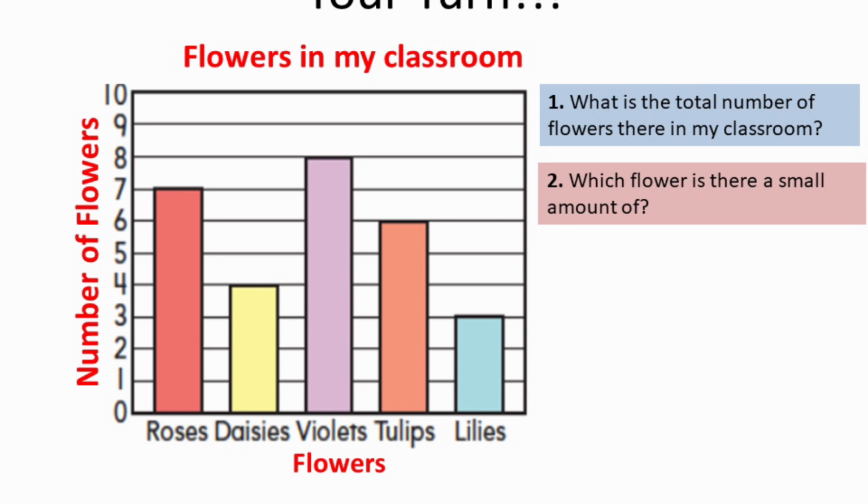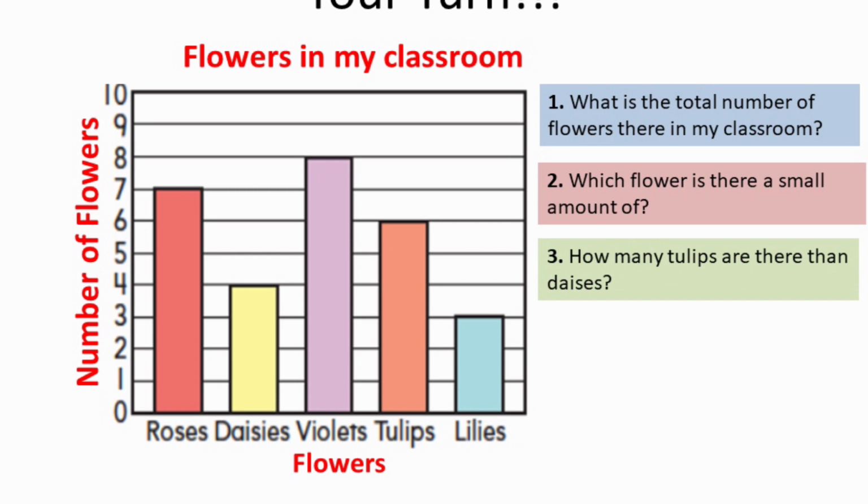Which flower is there a small amount of? Again, you're going to work this and put your answers in the comment. So let's pause the video now while you work it. Third question, how many more tulips are there than daisies? So let's pause the video here again, work out the answer, and put it in the comment in a complete sentence.